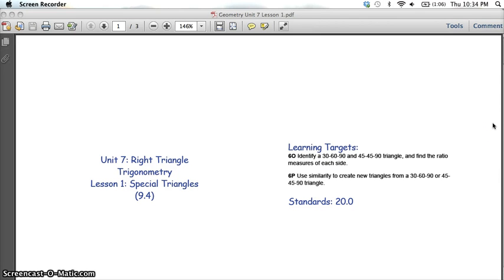All right, we are going to start on Unit 7, Lesson 1, which is right triangles. We're on trigonometry, and we're going to first look at special triangles. As you learned previously, there are two different types of special right triangles: a 30, 60, 90, which you can see here, and a 45, 45, 90 triangle. Now, there are certain equations that we're going to use to help us find all the sides of both of these special triangles.